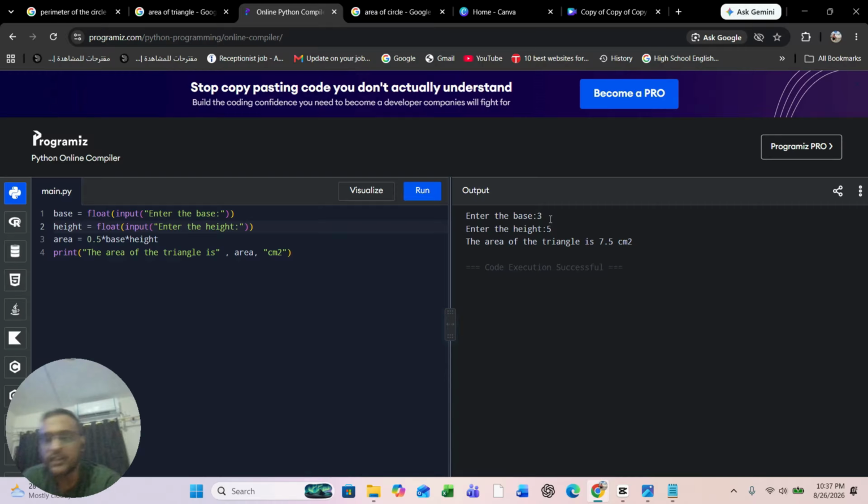The area of the triangle is 7.5, which means the calculation is done at the back end, and the person on the front end is basically giving the value, and then again the calculation is done at the back end, and then the answer is displayed on the front end side. So that is how you can basically take the interaction of the person on the front end side.